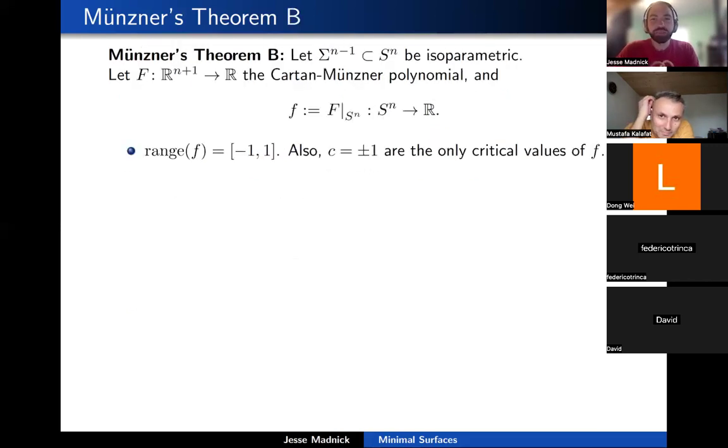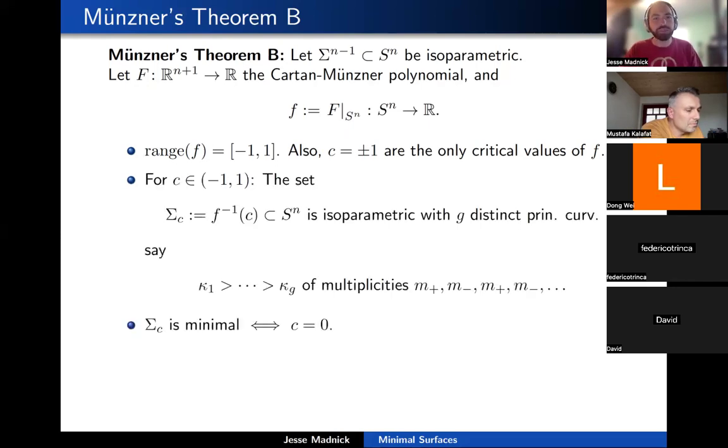So the miracles continue. Let capital F denote the Cartan-Münzner polynomial from the previous slide, and let little f denote its restriction to the unit n-sphere. Then it turns out that the range of little f is the closed interval [-1, 1], and the only critical points of little f are plus or minus 1. So to understand this function in more detail, we're going to study its level sets. And we see that there's this natural subdivision between the level sets at height c in the open interval (-1, 1), and c at the endpoints. So what happens in the open interval?